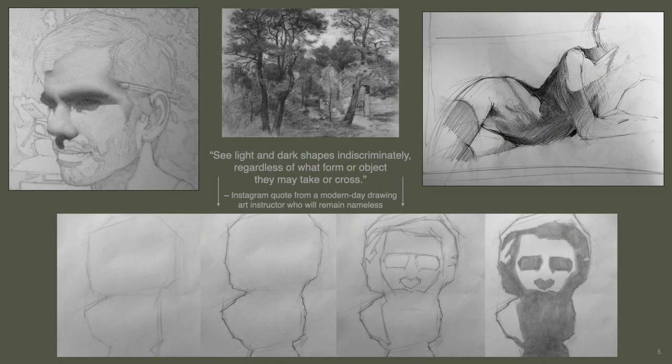In summary, the learning to see interpretation of modern drawing inclines one to focus upon, decipher, and indicate flat tonalities and their interconnections through the ability to see light and dark shapes indiscriminately, regardless of what form or object they may take or cross. This thinking tends toward a paint-by-number delineation, which recognizes shadow shapes in a monocular or flat way of seeing.